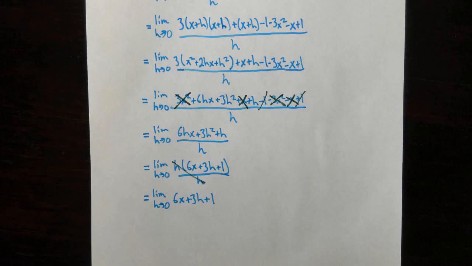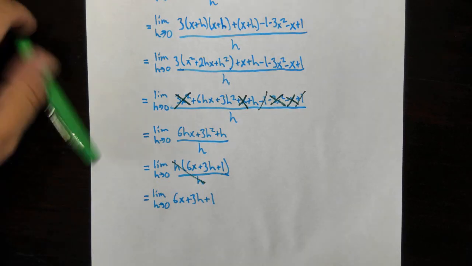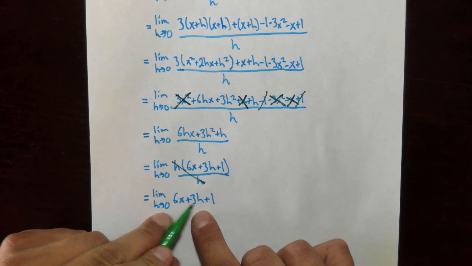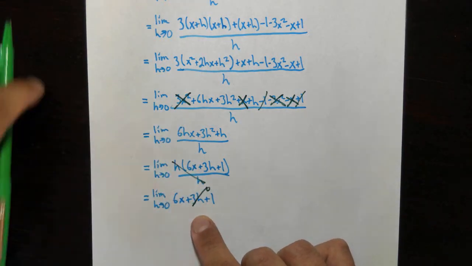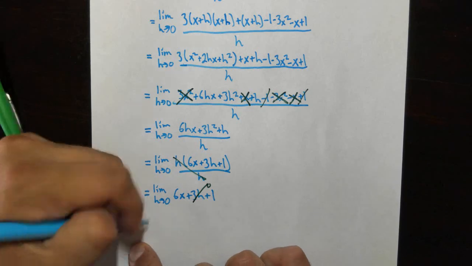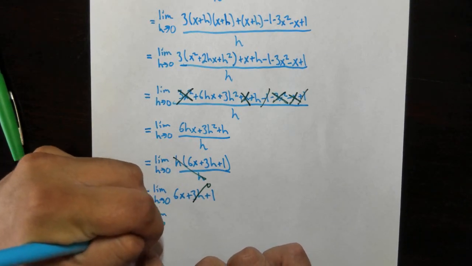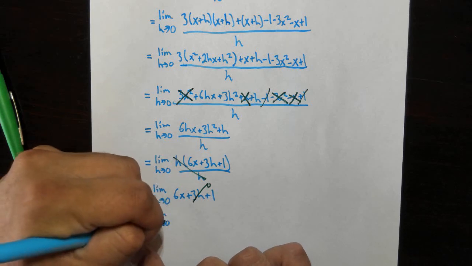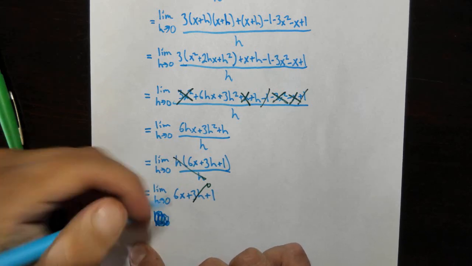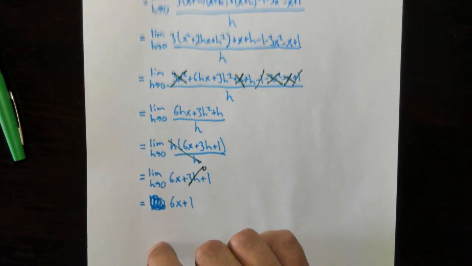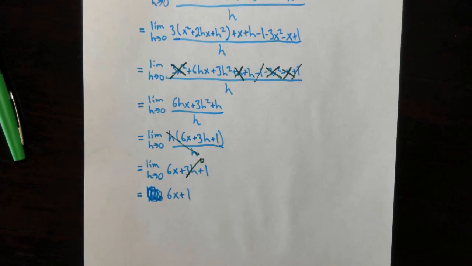Now, as h approaches 0, isn't it true that this middle term zeroes out? Because it becomes 0. 3 times 0 is just 0. So really, I've already written the limit, I don't need to write that again. It's just going to equal 6x plus 1. And that is our derivative.